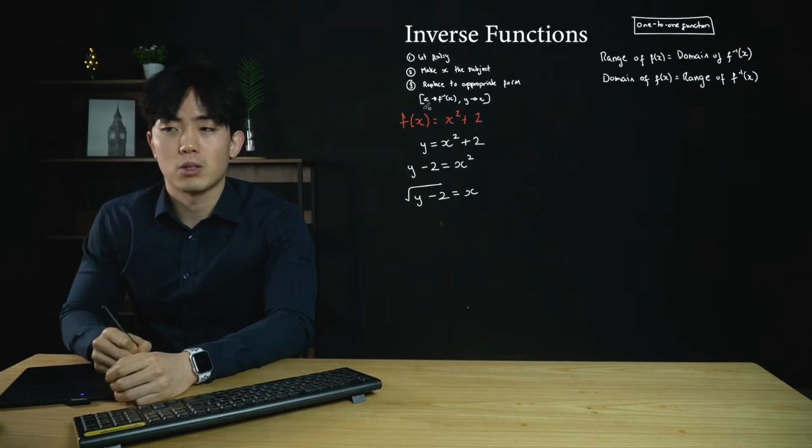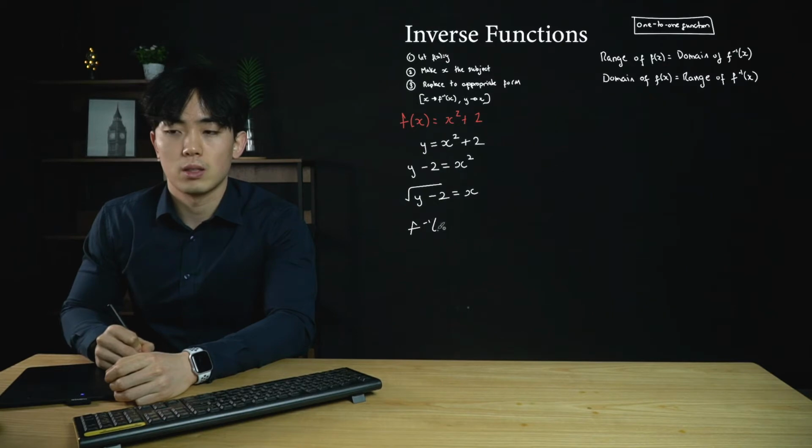Finally, we just replace back to appropriate form, so this x becomes the inverse function, and the y becomes x, so it would be the root of x minus 2. So here is our inverse function.